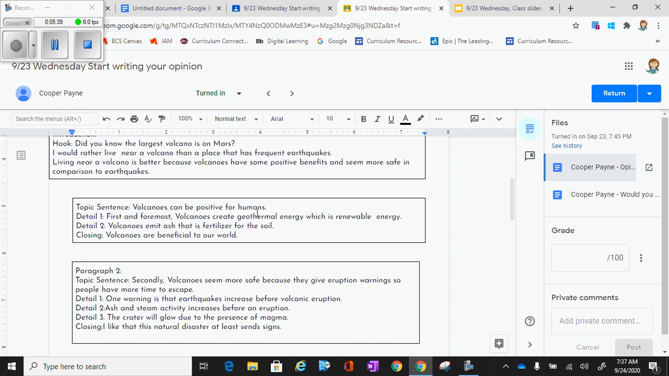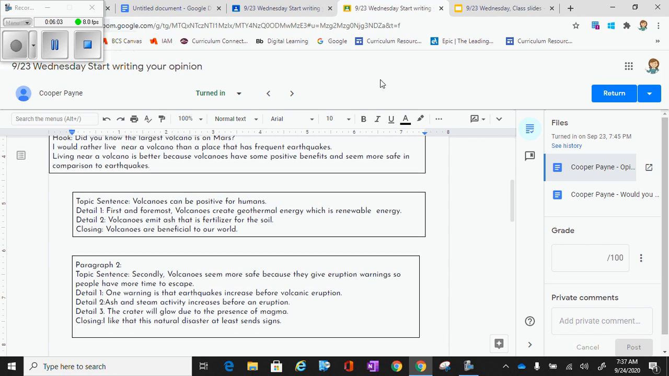That's kind of like a subtitle, because all the sentences below that have to do with being positive for humans. Okay? So this first sentence is called your topic sentence. When you're thinking about, I want to live near a volcano, then you have to think about reasons why you want to live next to that volcano.